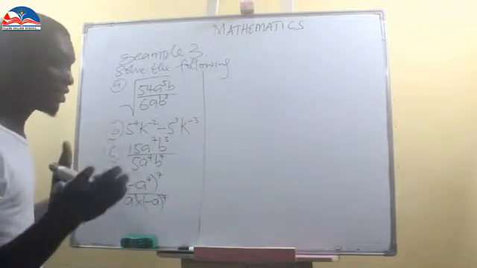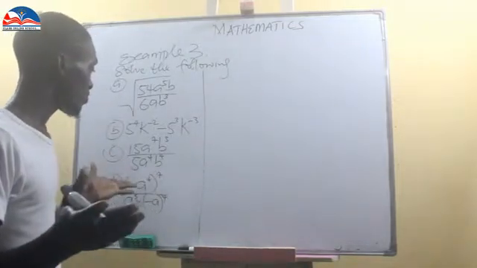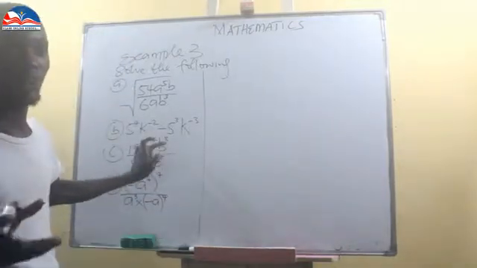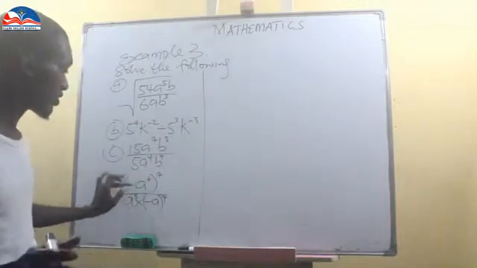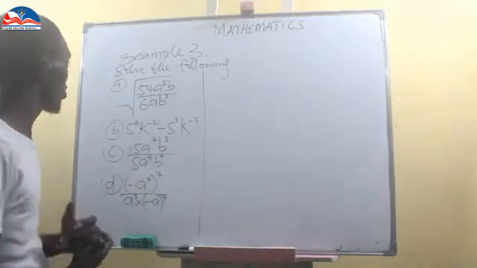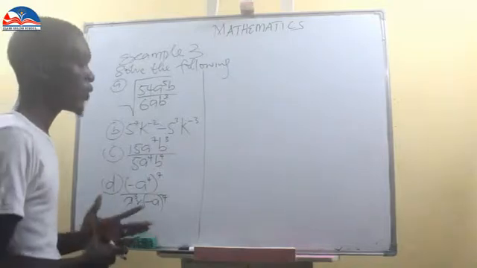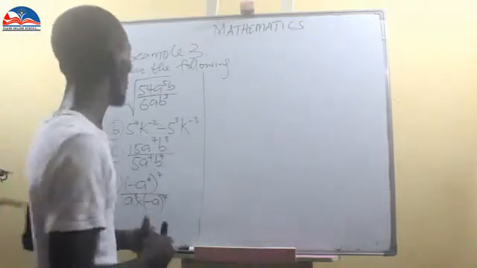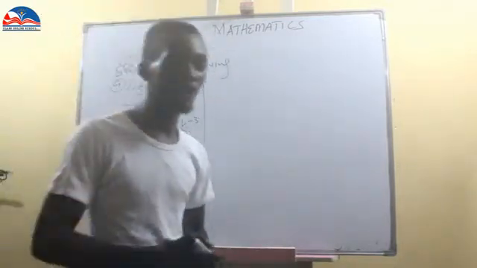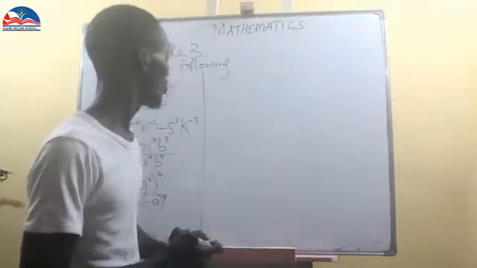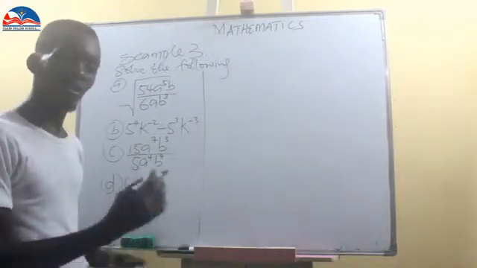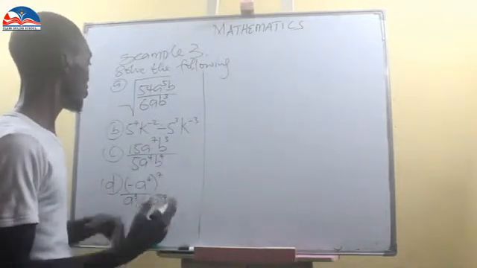Then D, we have minus a index 4, all index 7, over a index 3 multiplied by minus a index 4. So I told you that when you are to carry out operations in indices, you have to know very well the laws. The law will guide you, because if you don't know the law, definitely you will not be able to maneuver in certain places.